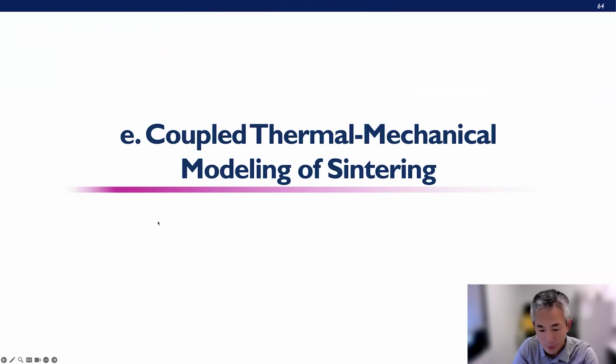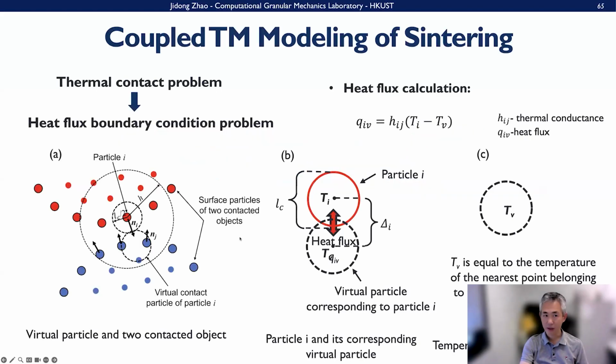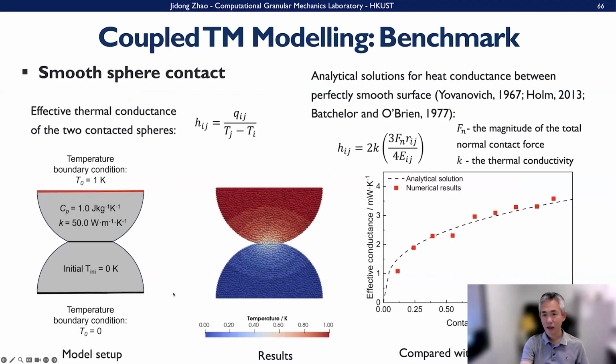And then we can also use this thermomechanical model to simulate this sintering process here. Okay, again, for the sintering process, we probably need a refined consideration: for the thermal contact problem, we need to consider the heat flux boundary here. Then we calculate the heat flux: we have different particles with different temperatures, and then heat flux develops among them here. Okay, this is like a benchmark.